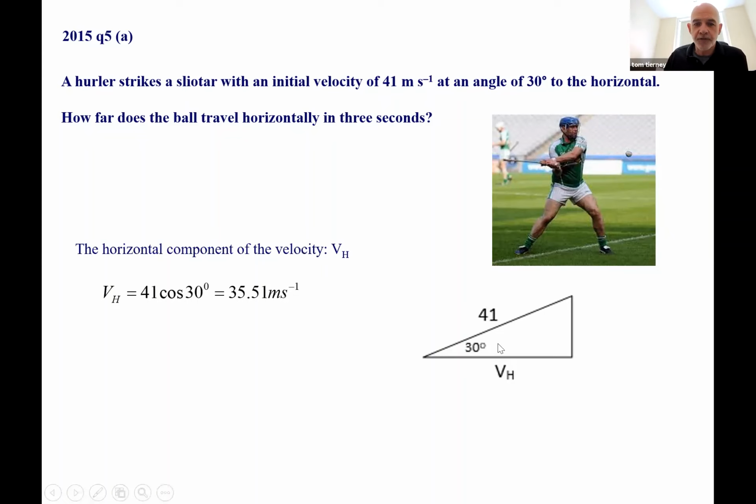So cosine of 30 is adjacent over hypotenuse, VH over 41, horizontal velocity over 41. So that's 35.51 meters per second. And then how far does the ball travel horizontally? Well, this is where equations of motion always come up. So we're looking for the distance traveled there. So in a way, it's s equals ut plus a half at squared, but there is no acceleration. So we're just left with s equals ut. 35.5 by 3 is 106.52 meters.